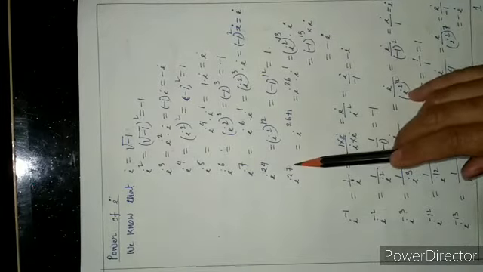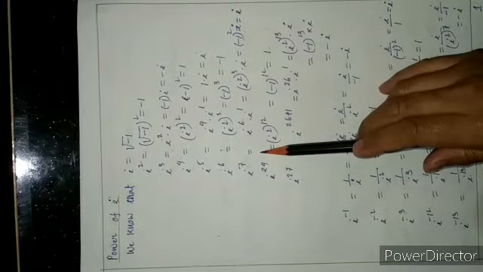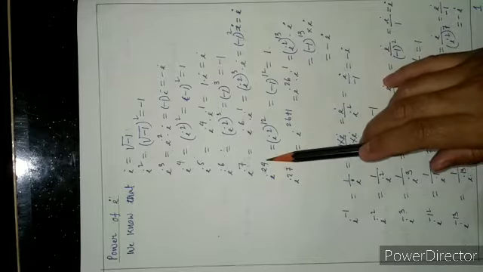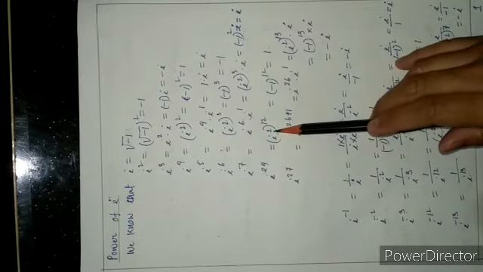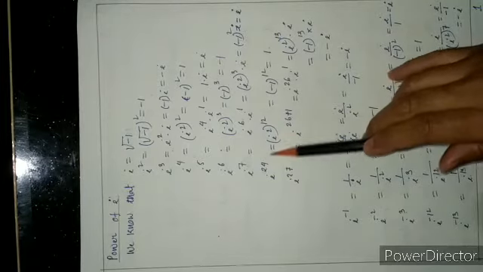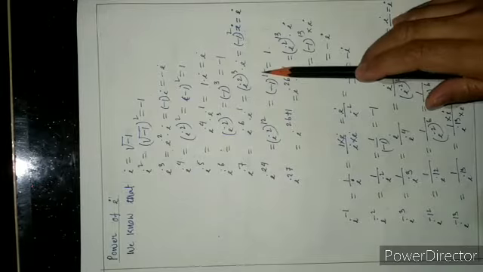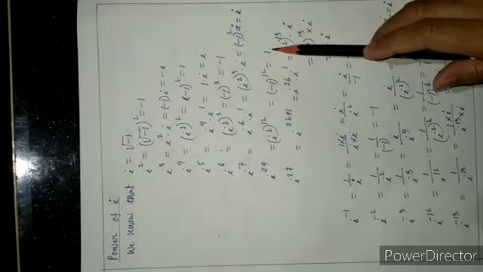Now let us look at the powers of i. First, i to the power 24. Since 24 is a multiple of 2, it can be expressed as i square whole to the power 12, as 2 into 12 is equal to 24. Then replace the value of i square by minus 1. Minus 1 whole to the power 12 is equal to plus 1.